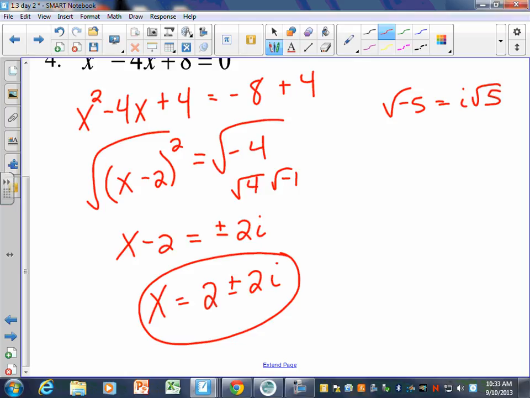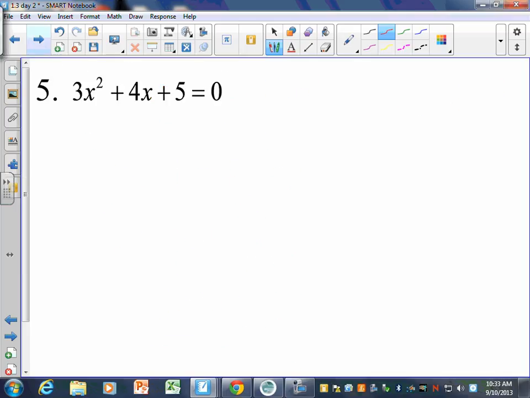So let's do one more of these. All of the ones in your homework today might not have imaginary numbers in them. There might be some that have real numbers, but they're just all mixed up. I didn't work them all out, so I don't know which ones are which, but I'm guessing there's a good amount of imaginary answers.